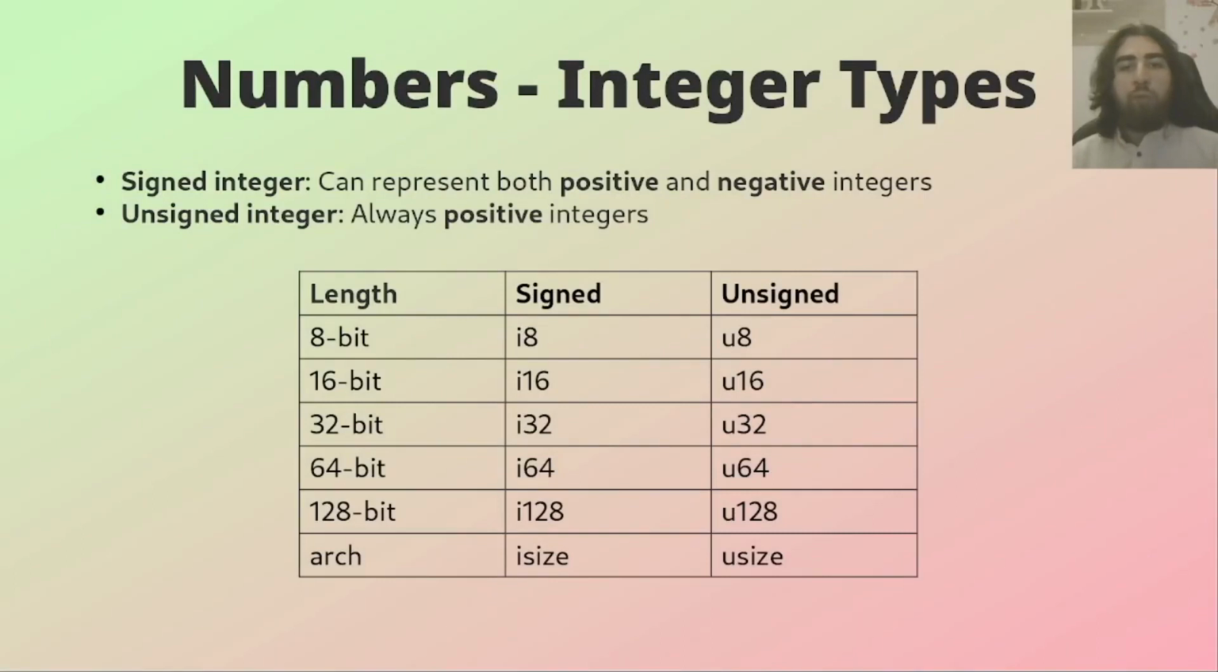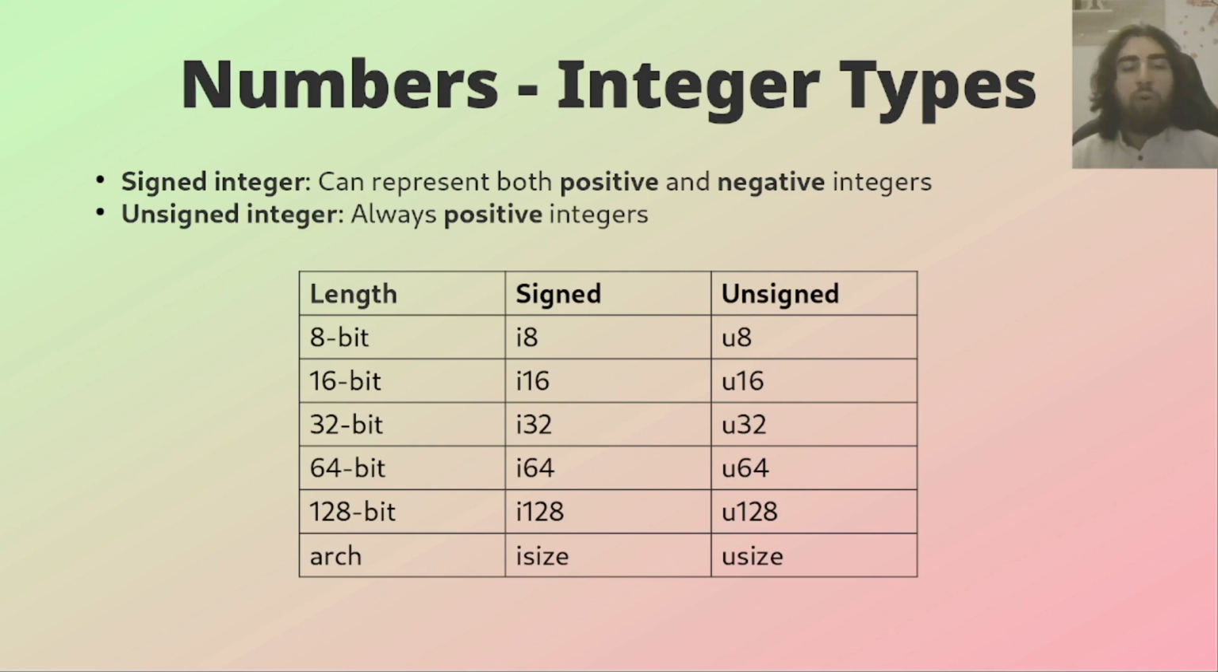Now let's look at numbers in Rust, and we'll start with integer types. An integer is basically a whole number, meaning it doesn't have a fractional part. Integers can come in two different forms. They can either be signed or unsigned. A signed integer can represent both positive and negative numbers, and I remember that because signed might stand for the minus sign that could be prepended to it. Unsigned integers are always positive integers, meaning they don't have a minus sign, hence unsigned.